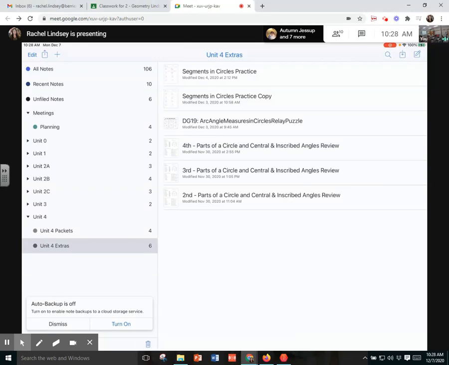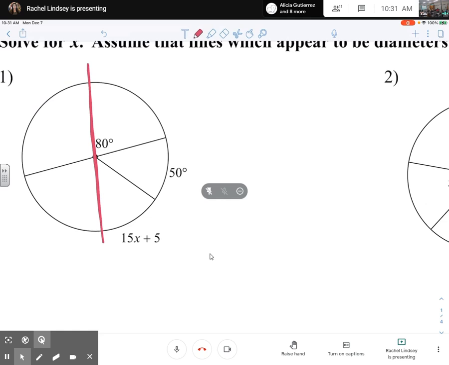Anyway, so Saturday I went to Maggie's surprise birthday party, and find what that 15x plus 5 equals.